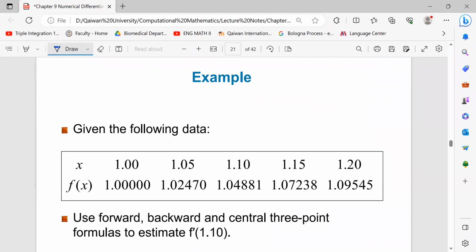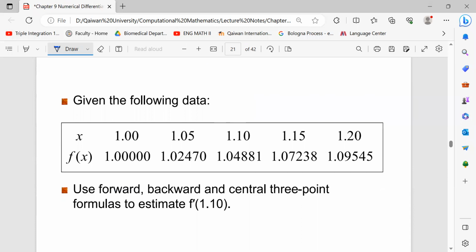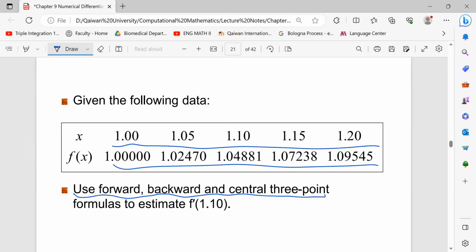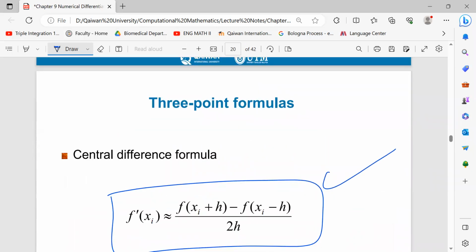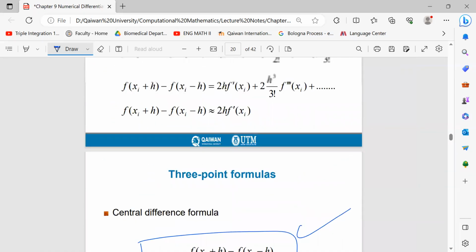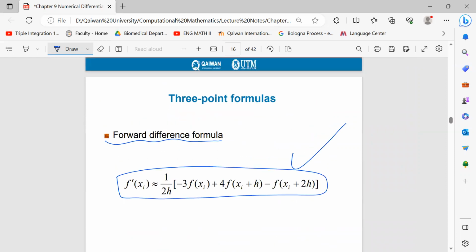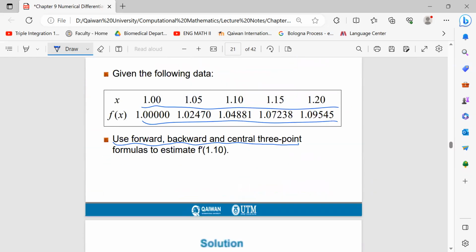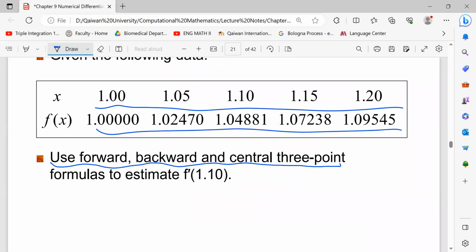Look at this example. It's similar to the previous one. You just need to put the points into the formula. Here, these are X values, these are Y values. It says, use forward, backward, and central 3 point formulas. Look, it says 3 point formula. Means we need to use these. We don't have to use the previous ones for 2 points. But for 3 points, we have these new three formulas. Okay? It says use forward, backward, and central 3 point formulas to estimate F prime at 1.10. This is XI. So XI is 1.10.